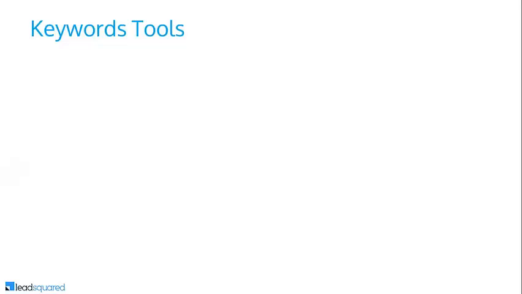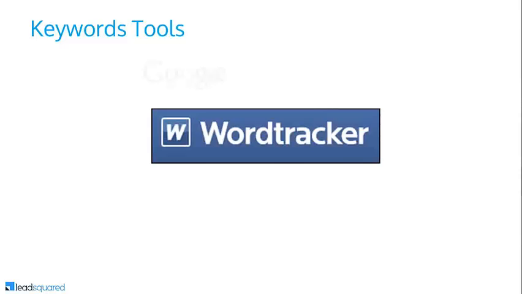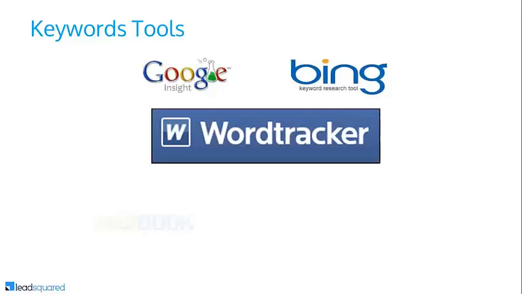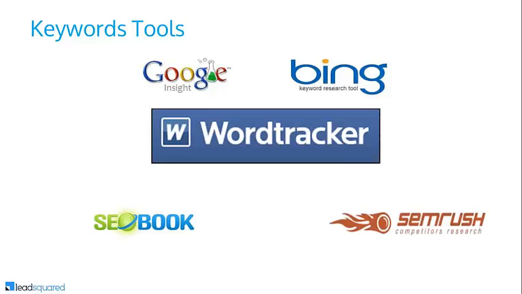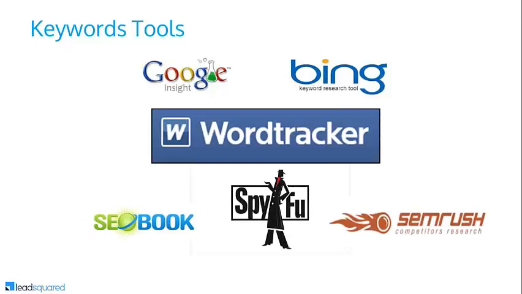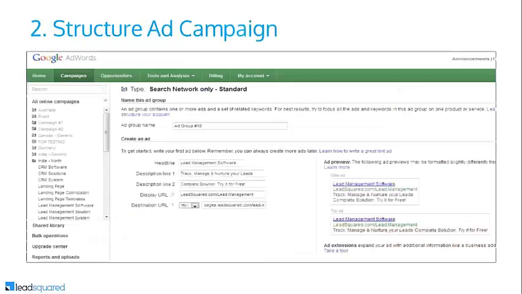Okay, so other than the AdWords keyword tool, there are many other tools which you can try, which offer free trial and subscription also, like Word Tracker. You can do keyword research on Google Insight, Bing, SEO, SEMrush, and SpyFu. These are the famous tools that I use for keyword research. Okay, with this we move on to the next point, that is structuring an ad campaign.